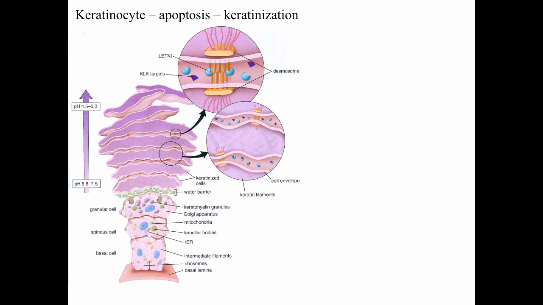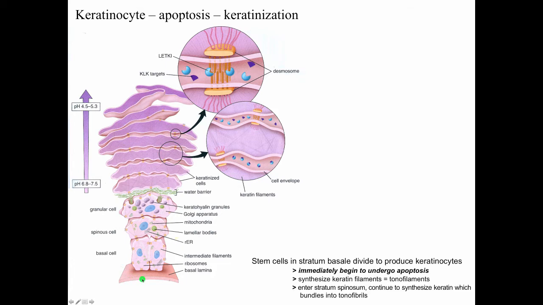Keratinocytes and the process of keratinization is really a process that very much relates to apoptosis. And this is a fairly complicated slide, so we're going to start out by describing it. So let's start by saying that cells in the stratum basale are going to divide to produce keratinocytes. As soon as the stem cells divide and produce the keratinocytes, they begin to undergo the process of apoptosis.